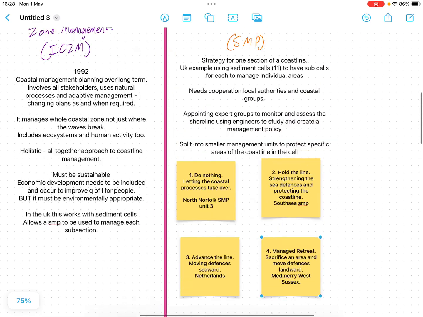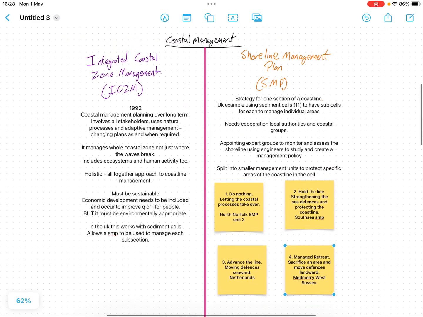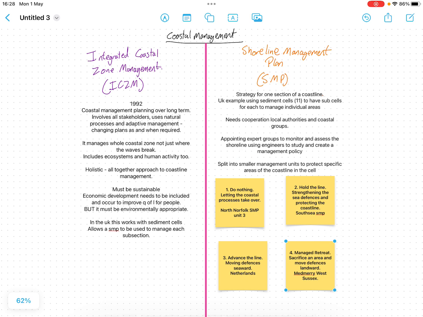So there we have it, what we can do to make sure we are looking at our coastal management. The ICZM, looking at these whole coastal zones, breaking those ICZMs down into shoreline management plans to look at one specific section of the coastline, and then even breaking those down into smaller specific areas and taking one of these 4 approaches.